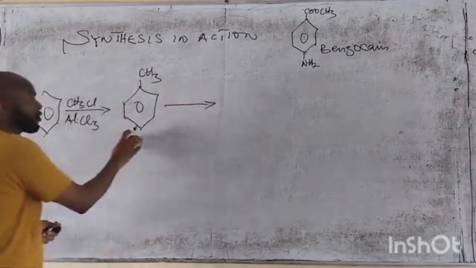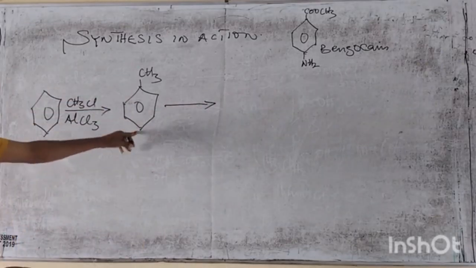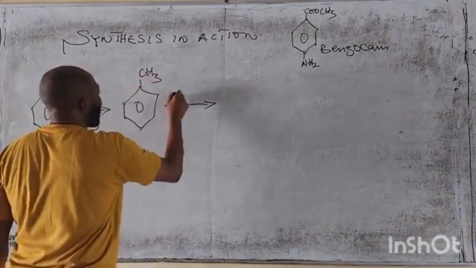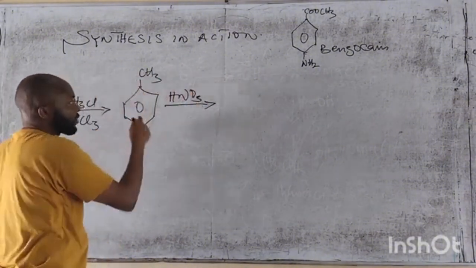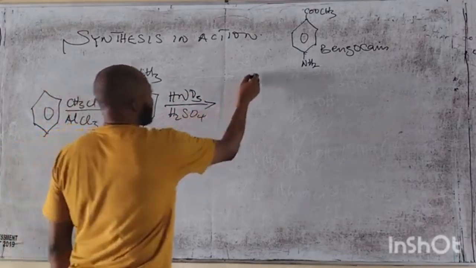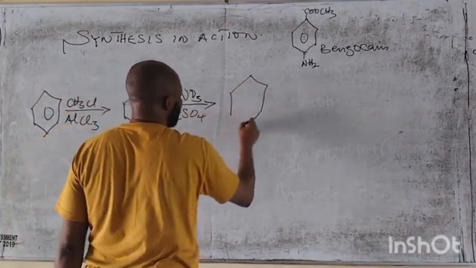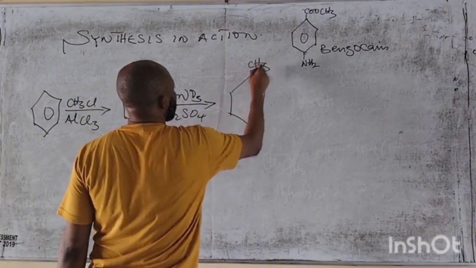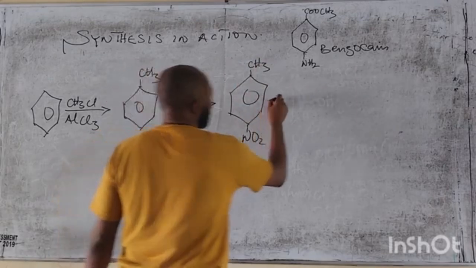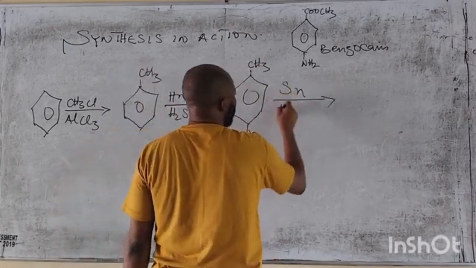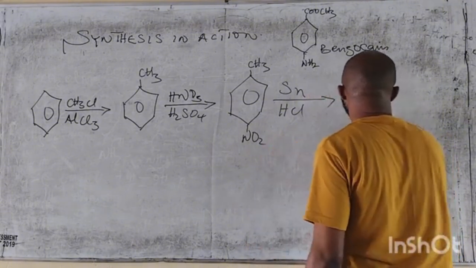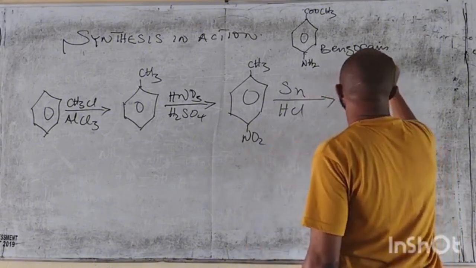Why am I bringing the nitro group? Because I know that this guy is ortho-para directing. So now I will bring in my HNO3. You see the reason why I have to start from here. HNO3, H2SO4, and this will give me CH3 NO2. I move further in the presence of HCl. I'll get this, CH3 NH2.